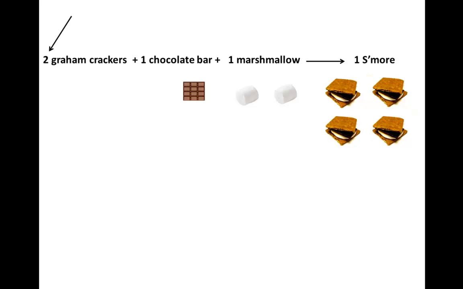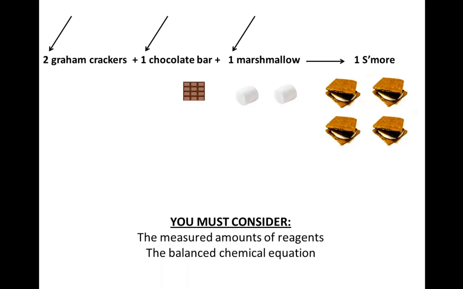As you can see, the use of the balanced chemical equation is very important in solving limiting reagent problems. It is also a common mistake to assume the limiting reagent is the reagent with the smallest coefficient in the balanced chemical equation. The graham cracker was the limiting reagent even though it had the biggest coefficient in the equation. It is important to consider both the measured amount of reagents and the balanced chemical equation.